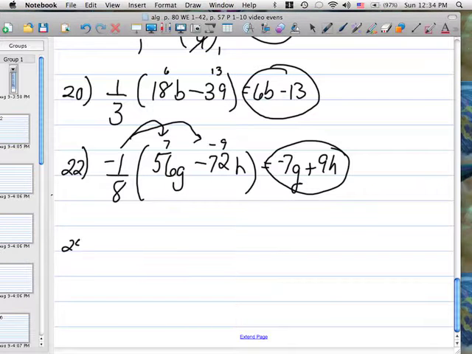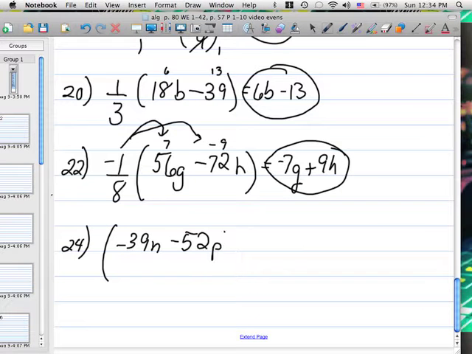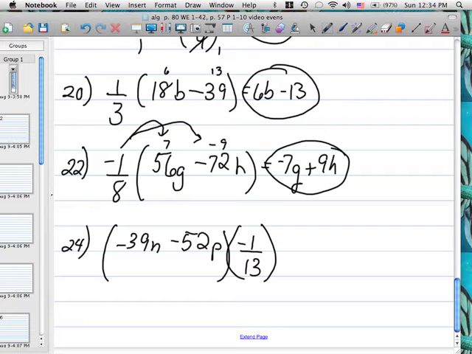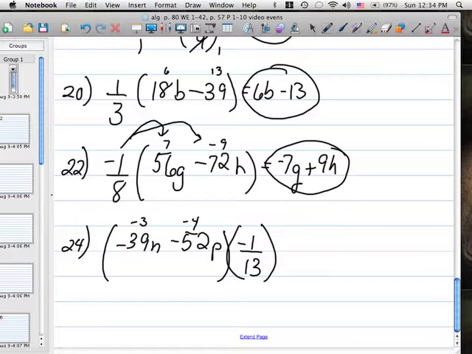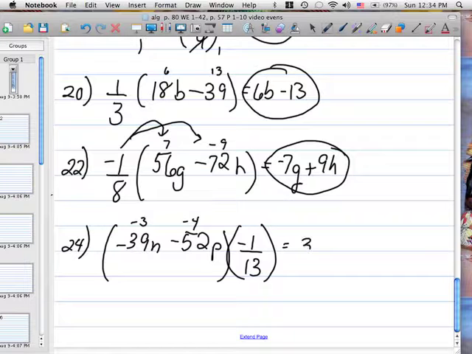Number 24, you have negative 39N minus 52P times a negative 1/13. So 13 will go into 39, negative 3 times, and 13 goes into negative 52, negative 4 times. So negative 1 times negative 3 is a positive 3N. Negative 1 times a negative 4 is positive 4P.